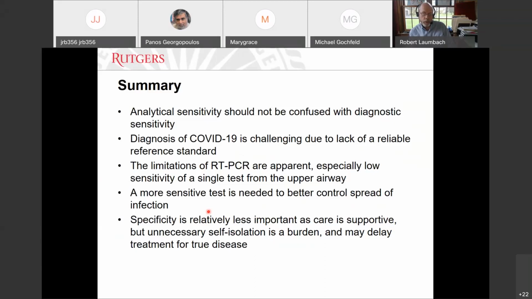But whether that's possible is a question. And then specificity is relatively less important as care is supportive, but again, as we discussed, there could be unnecessary burden on patients from unnecessary self-isolation. And then also, there may be other diagnoses that are responsible that aren't treated when we assume that PCR rules out other diseases.